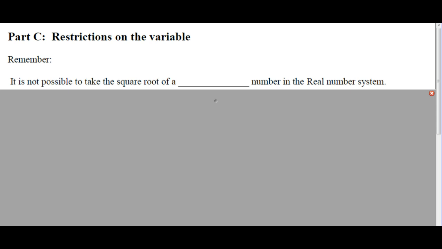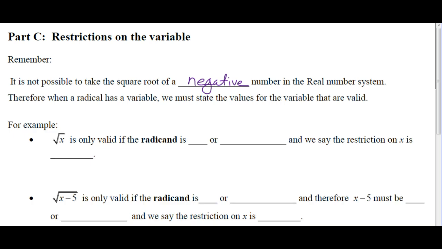Okay, part C, restrictions on the variable. So what kind of number can you not take the square root of? Negatives. So in the real number system, you cannot take the square root of a negative number. Now, being as you're looking at this sheet, I don't know why it's all hidden. So, therefore, when a radical has a variable, we must state the values for the variable that are valid.